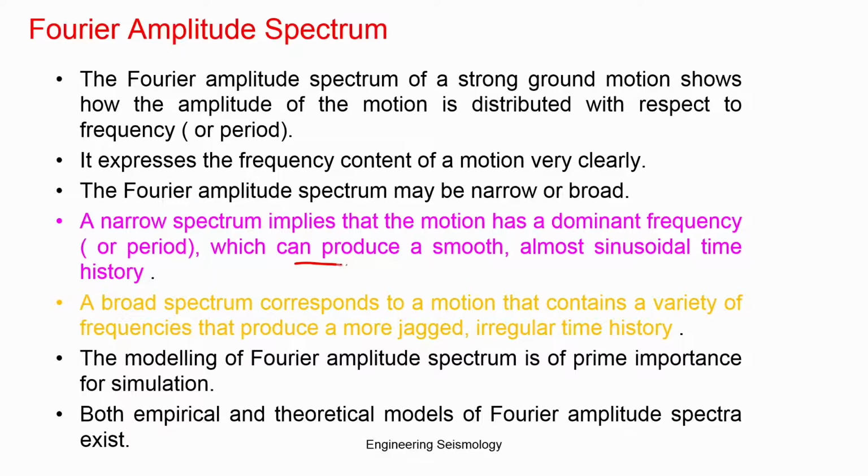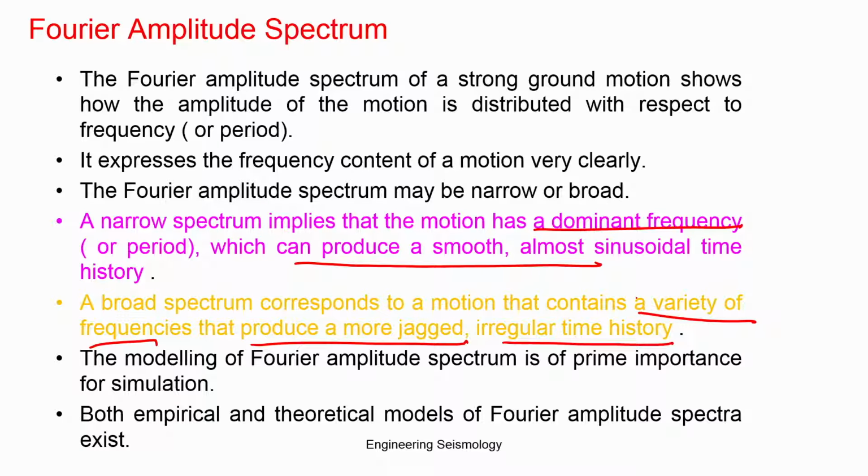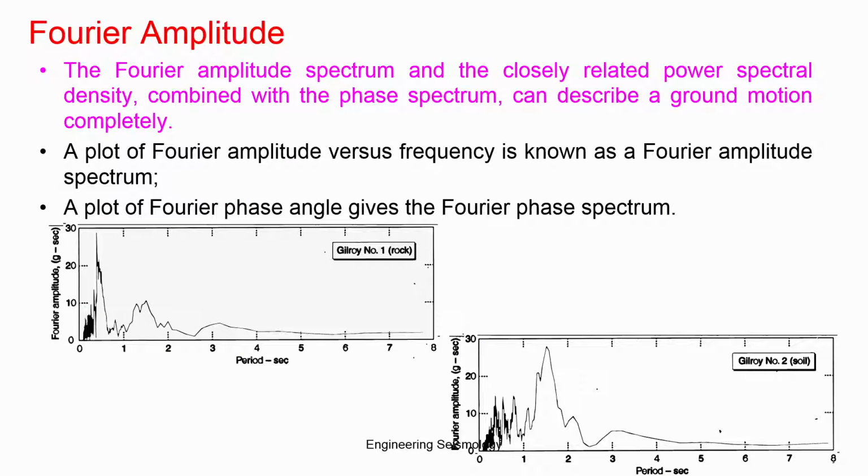So a narrow spectrum implies the motion has a dominant frequency and period. A broad spectrum corresponds to motion containing a variety of frequencies, not one particular frequency, and produces a more jerky and irregular time history. So the modeling of the Fourier amplitude spectrum is of prime importance for the simulation of ground motion data. Both empirical and theoretical models of Fourier amplitude spectra exist, and they can be used for the simulation of ground motion.